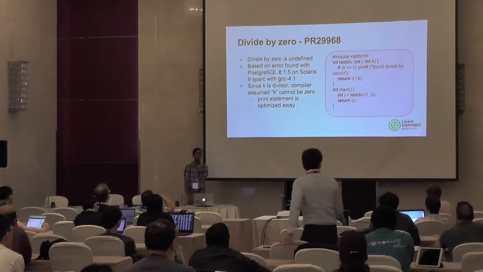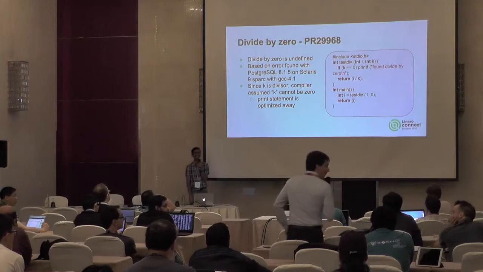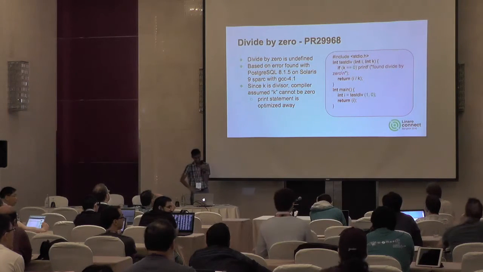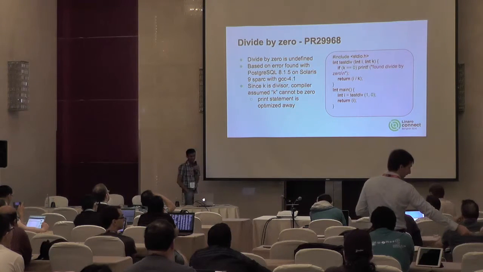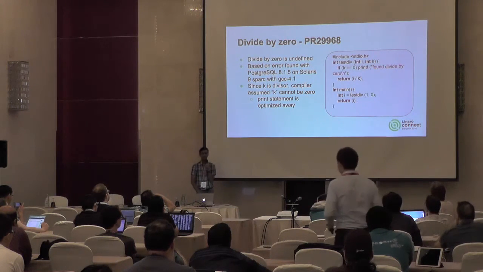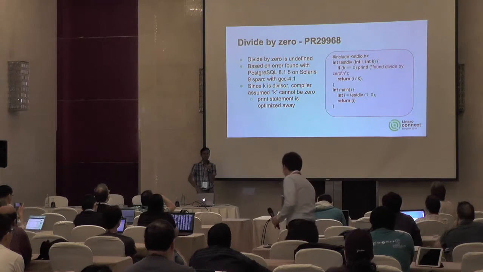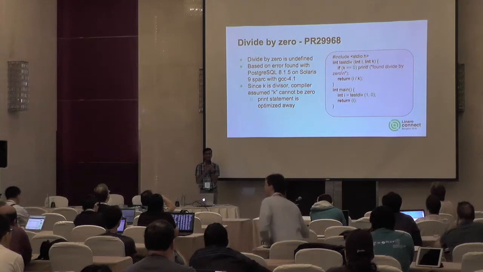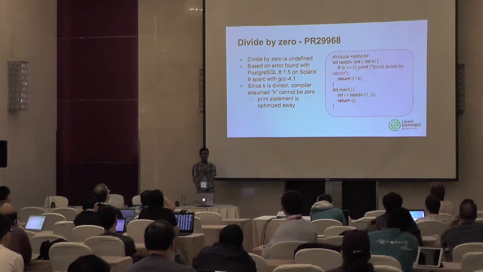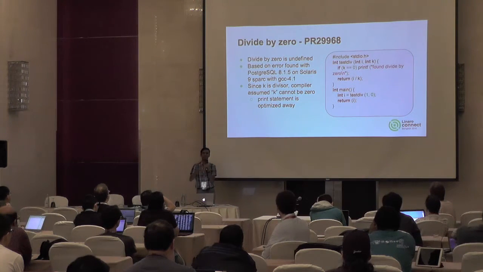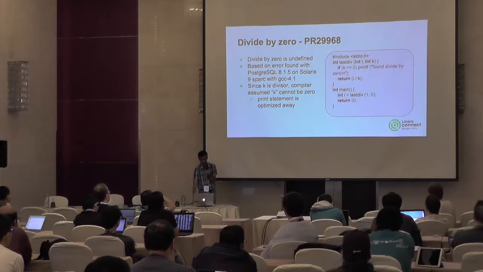For future questions, compiler engineers, please wait, please give others a chance. Yeah, this was actually from PostgreSQL 8.1.5, an old one. As Renato just said, the compiler assumes that since we are doing i by k, k cannot be 0, and it optimizes away the condition and the print statement.